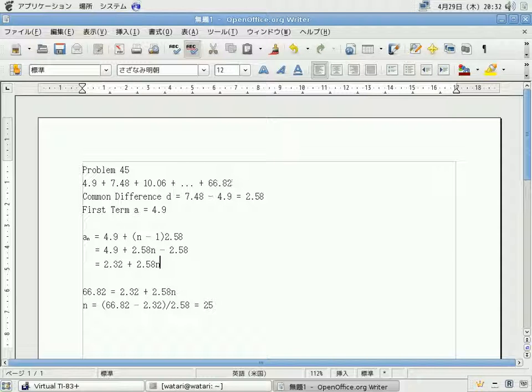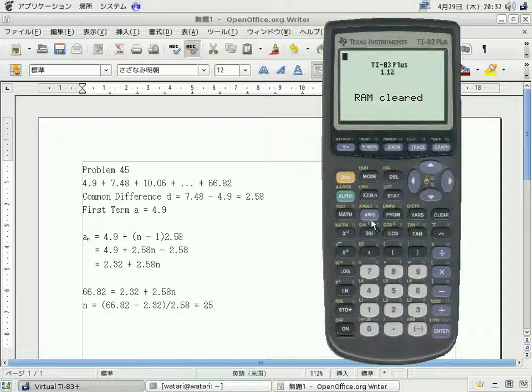Okay, so now I guess we're ready to go ahead and try it out. So we want to go to the list menu once again. We go to math. We're taking the sum of a sequence. So we go back to the list menu, ops, we get sequence. And now we just put in our a sub n formula here, which is 2.32 plus 2.58n, and in our case our n is just going to be x.